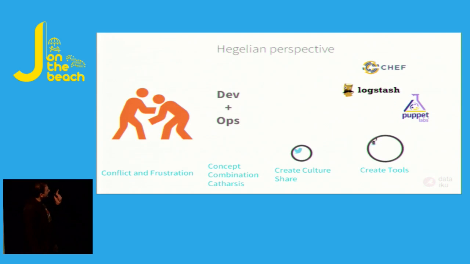But what is more interesting is that over the years, at the beginning, DevOps was a conflict and frustration between the dev and the ops people. Then you combine the concepts as a catharsis. And there is some culture that is created over the internet, well, basically over Twitter, with people using the concept as a hashtag. And then what is actually interesting is that it ends up with tools being created. And so part of what DevOps is today is actually a tool stack, like Puppet, Logstash, Ceph, Chef, and so on.